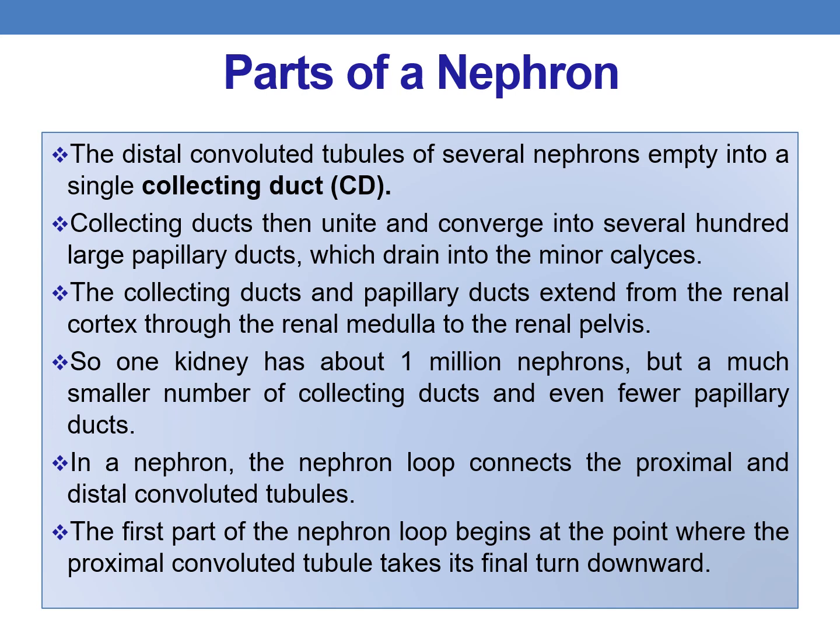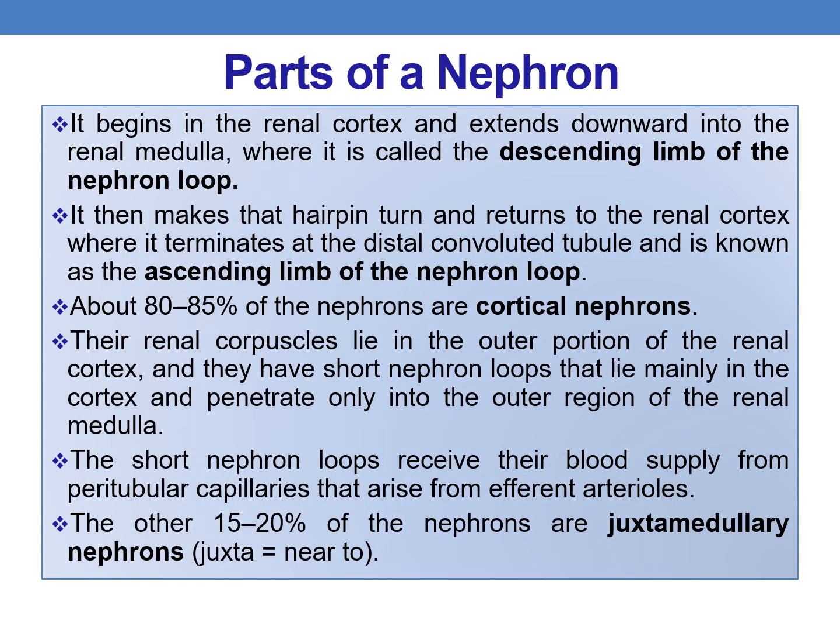The first part of the nephron loop begins at the point where the proximal convoluted tubule takes its final turn downwards. It begins in the renal cortex and extends downwards into the renal medulla, where it is called the descending limb of the nephron loop. It then makes a hairpin turn and returns to the renal cortex, where it terminates at the distal convoluted tubule and is known as the ascending limb of the nephron loop.